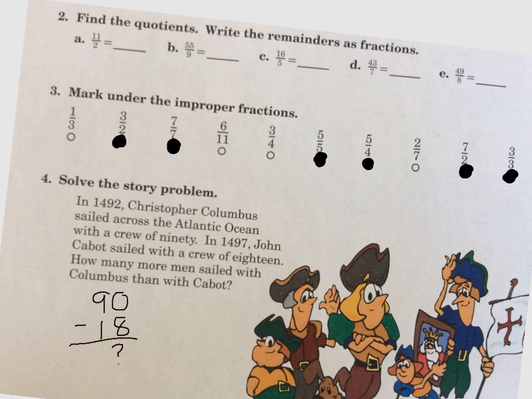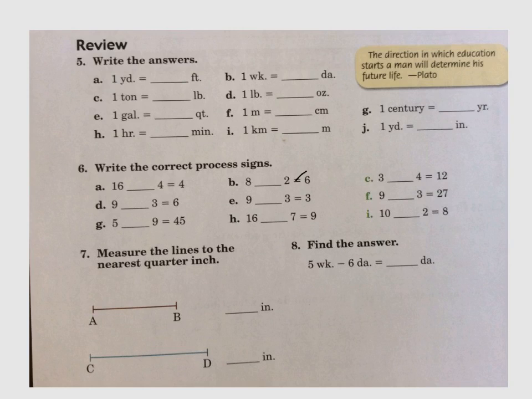Let's look at the back side, number 5. 5a, it asks 1 yard equals how many feet? That should be 3. 5b, 1 week is how many days? It's 7 days. 5c, 1 ton is how many pounds? It's 2,000 pounds.